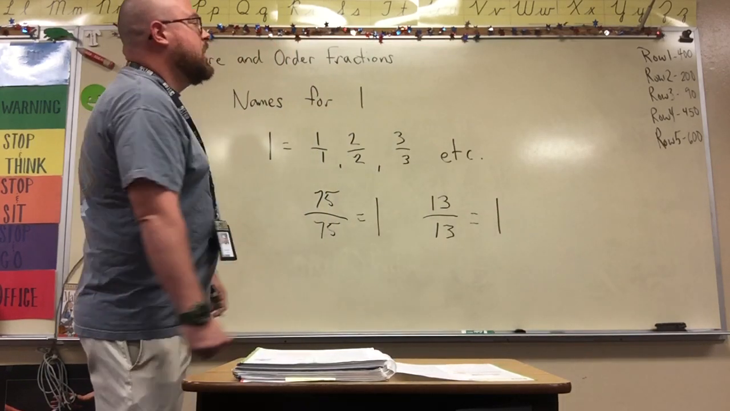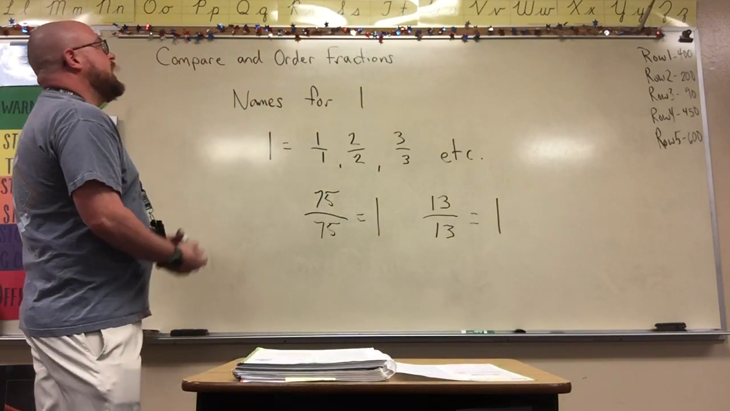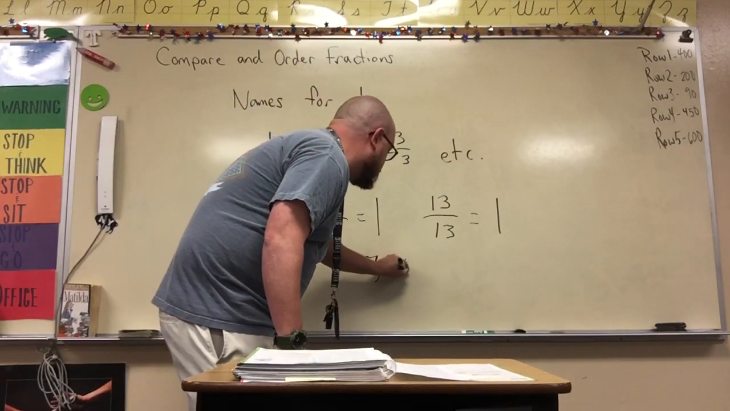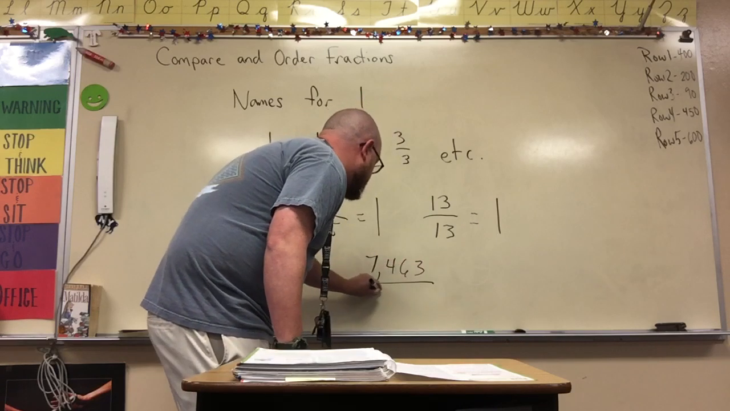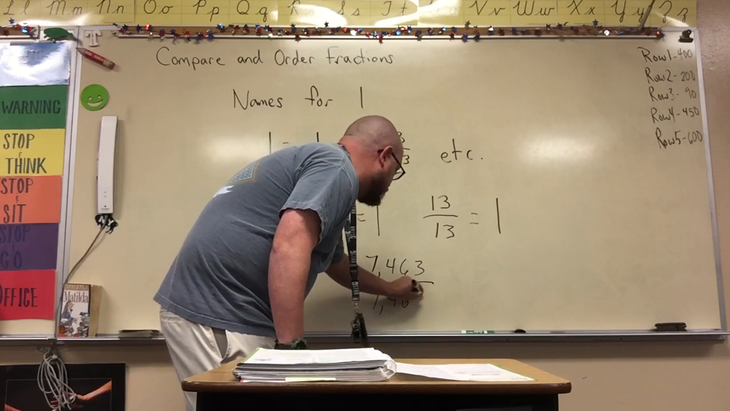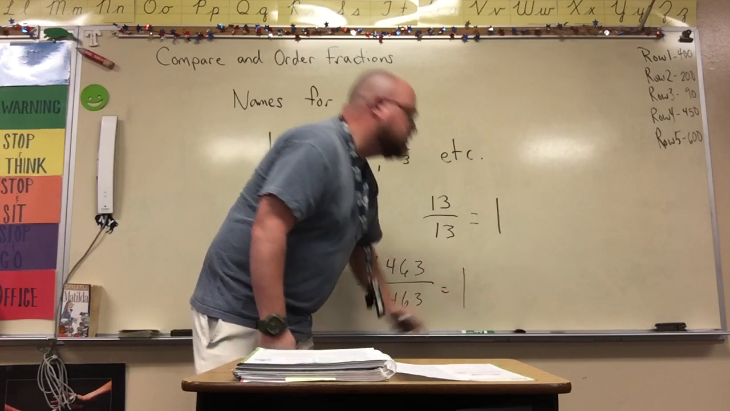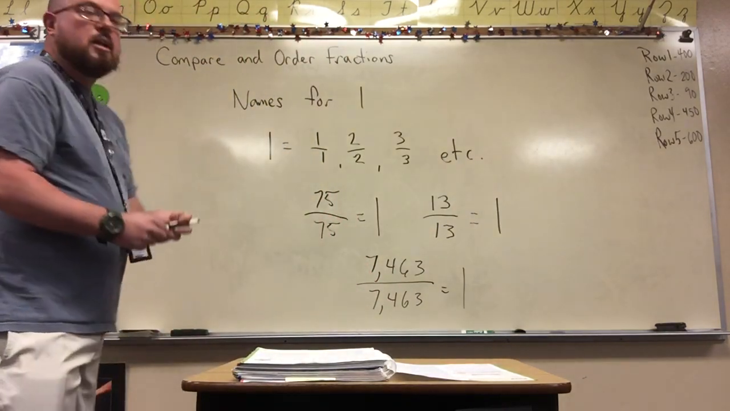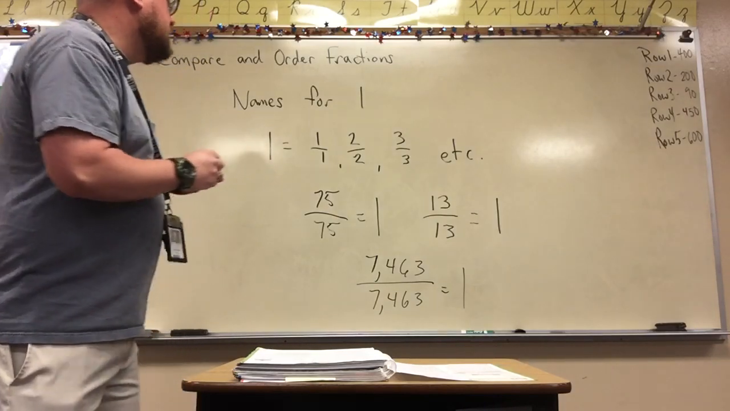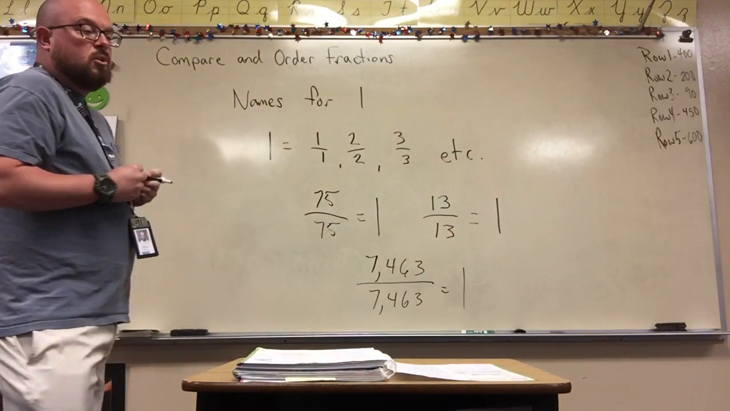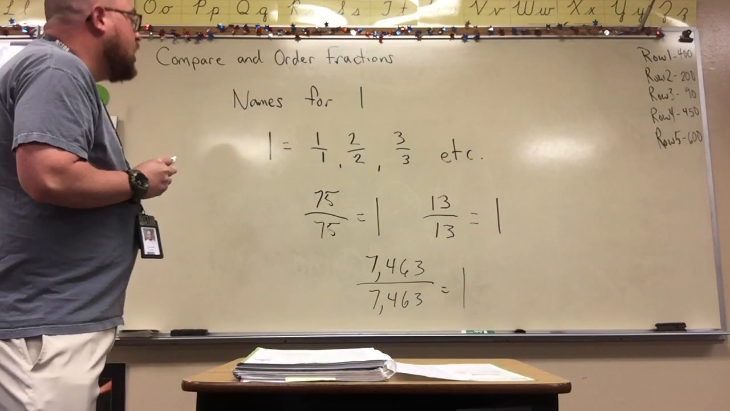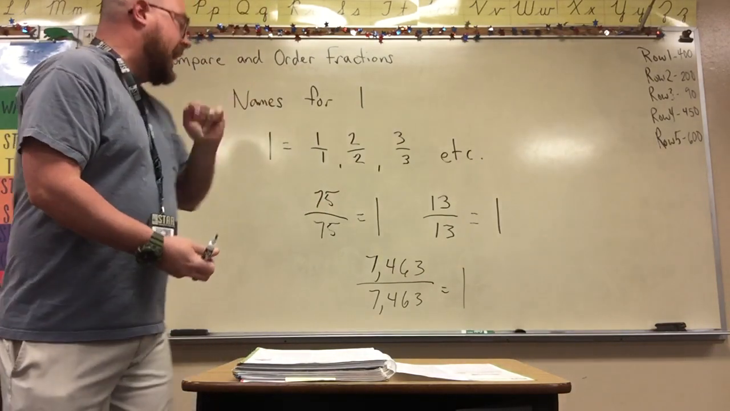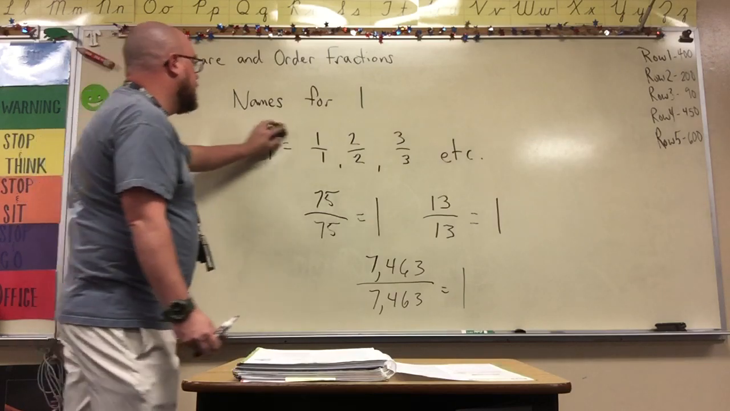Yes, Mr. Scott, you can actually have any number under the sun. So your number can be 7,463 over 7,463. And it is always equal to 1. No way. Yes, way. That is 100% the truth, okay? So don't let a number that may look large, if it is over itself, don't let it fool you. It is always equal to 1, okay? Names for 1 are very simple. It just has to be the same number over itself, okay?